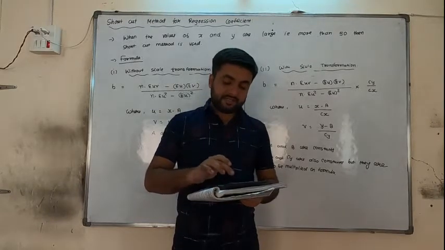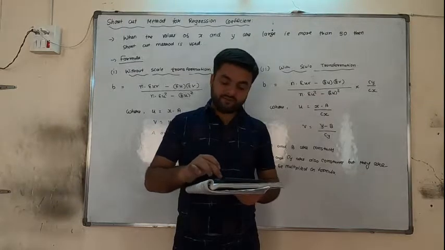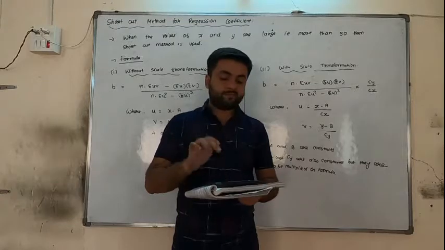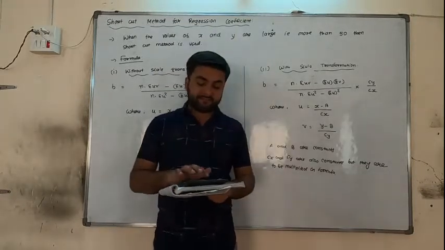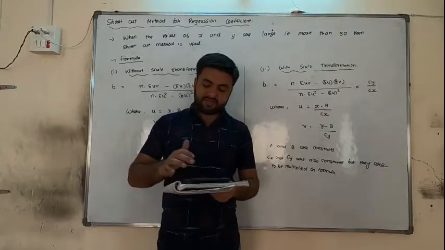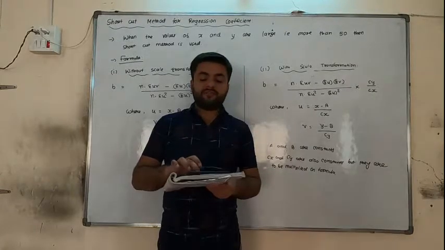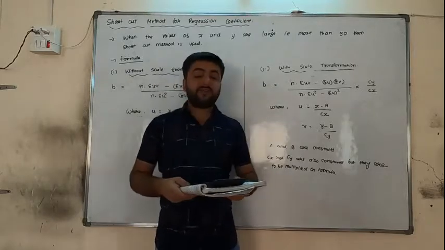55, 60, 75, 80, 100, 120, 140 divided by 7. So write there x bar 90, x bar is integer 90. 18,000, 19,000, 20,000, 20,000 again, 25,000, 30,000, 50,000 divided by 7. Y bar is right there 26,000.